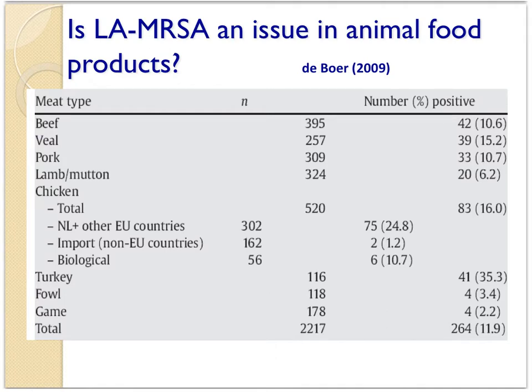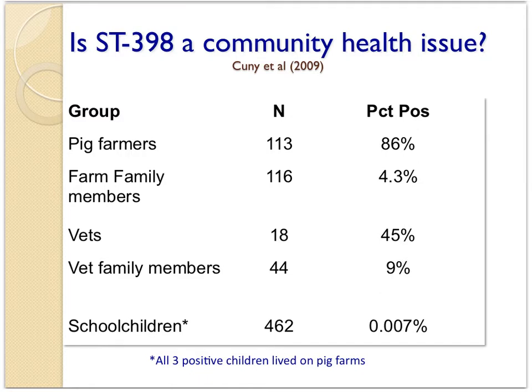One of the questions, which has always been asked, is whether food products, meat or retail meat, can carry MRSA. A study from, I think, a German study, DIBOR 2009, showed close to 12% carriage of MRSA from beef, veal, pork, chicken, and others. You see this, 11.9%. So it's fairly common. This is in Germany, not necessarily in the US.